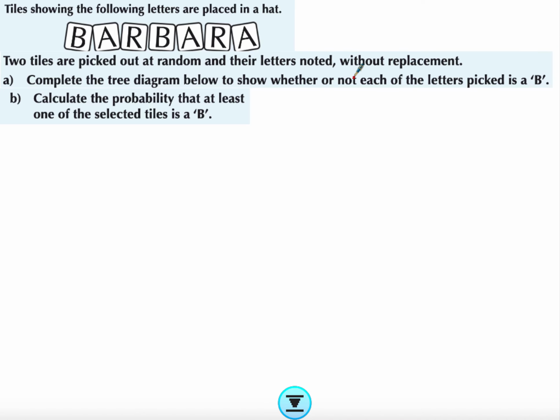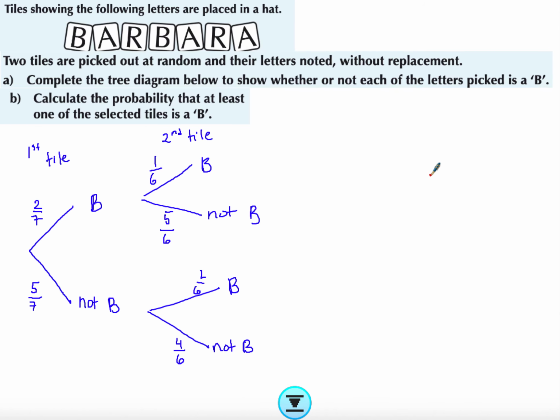So hopefully you've noted that it's without replacement, so you need to reduce the numbers. The tree diagram is slightly different because what you're concerned about is just the B. So either you have a B or you not a B. That's all you're concerned about. You don't need to list all the letters. Another way of writing not B could be B prime, for example. So let's look at what it would look like. This is an example. This is what the tree diagram would be.